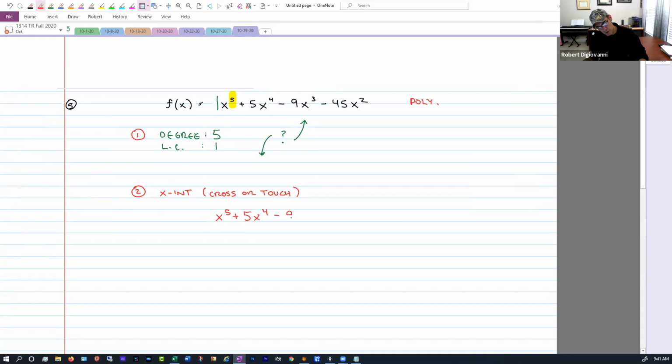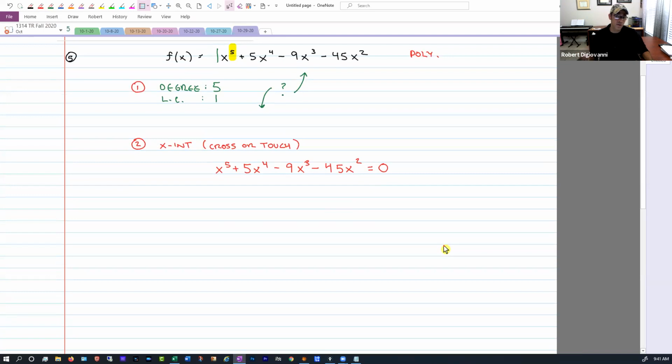Now, this is normally the hardest part of polynomial functions, this step right here. And it's the hardest part because this is going to require some sort of factoring. Now, the first step to factor anything is to look for a GCF. So you're trying to find a greatest common factor, something that they all have in common.